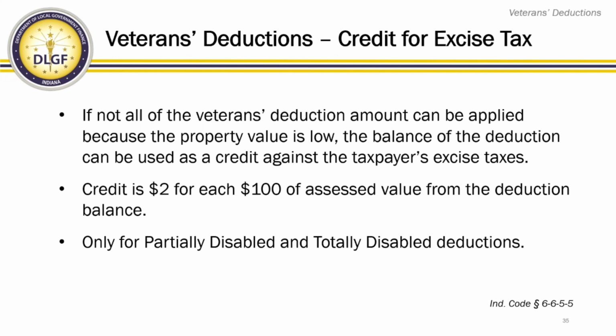The credit is $2 for each $100 of assessed value left in the deduction balance. And it says this is for partially disabled and totally disabled, and I went back and verified it's also available for surviving spouses of World War I veterans as well. But like I said, for the most part, we're only talking about the partially disabled and totally disabled deduction recipients. Next slide.